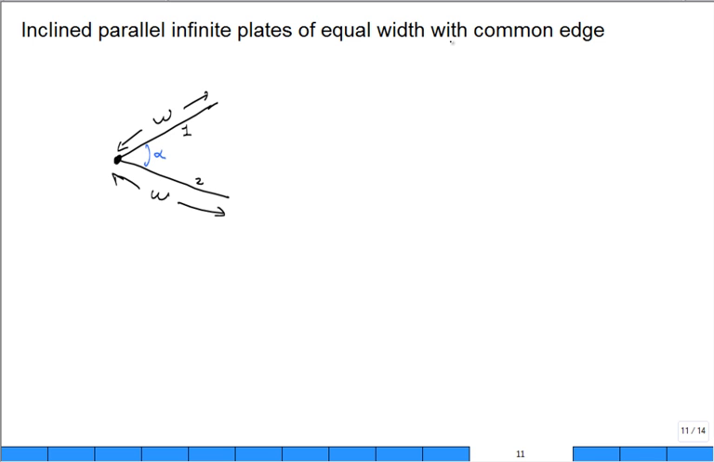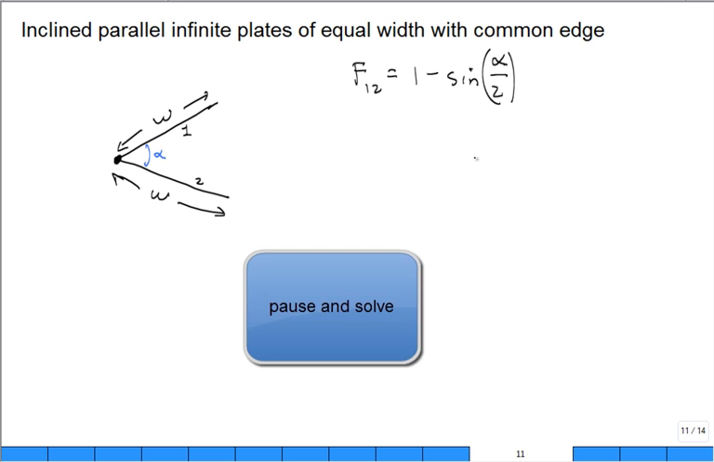And for this problem right here, the view factor 1 to 2 is equal to 1 minus the sine of alpha over 2. What I want to do is pause. I want you to try and see if you can establish that fact. How would you establish that the view factor 1 to 2 is 1 minus the sine of alpha over 2?